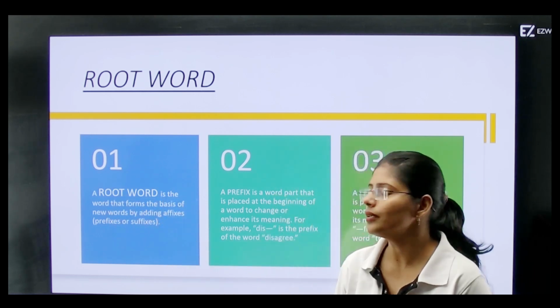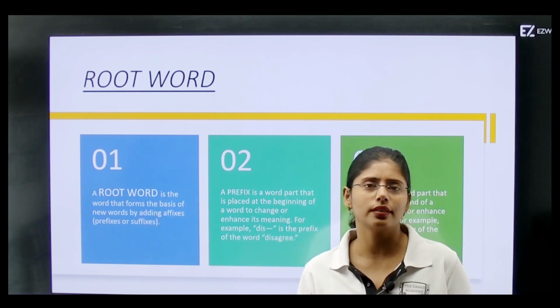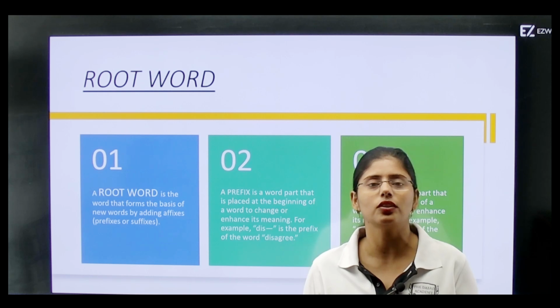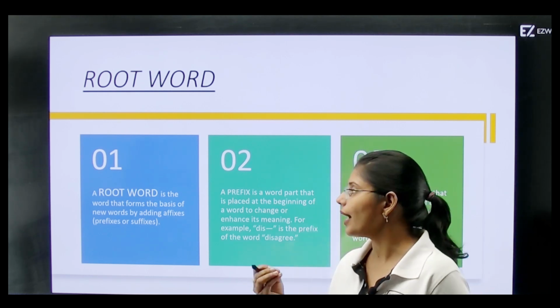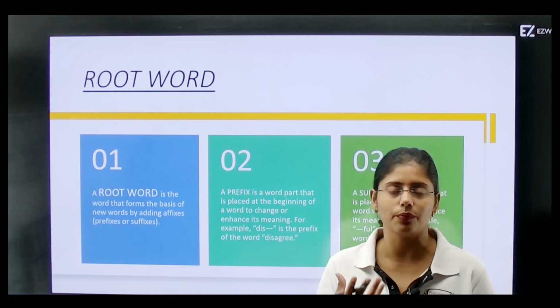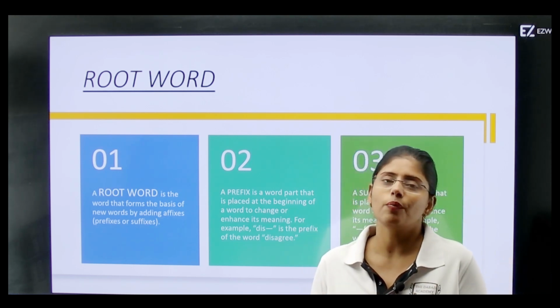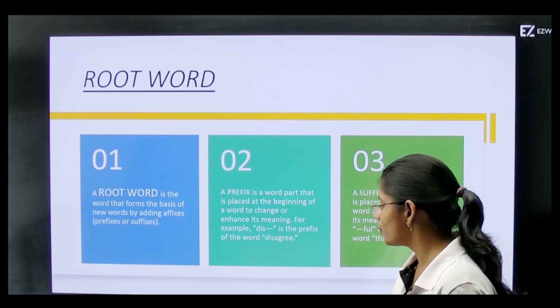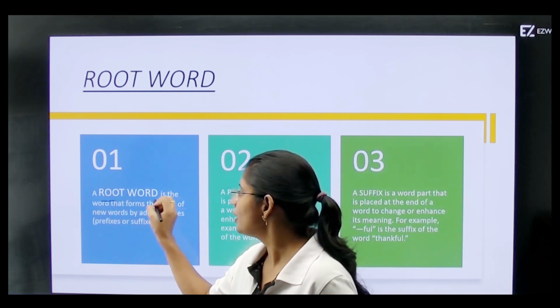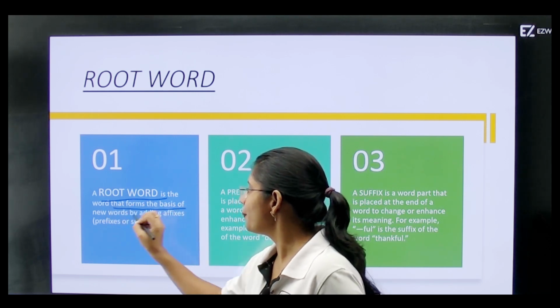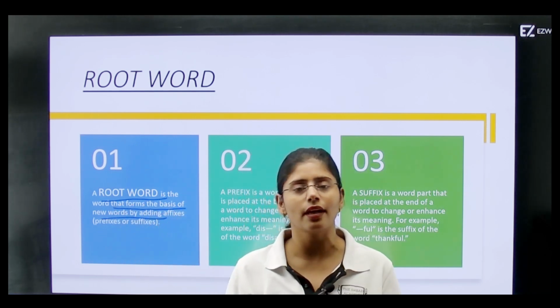A root word is similar to a seed which can generate a lot of plants just by adding water and fertilizers to it. In the same way, if you add some affixes to a root word, the base word, it will form new words in English. So what will be the definition of a root word? A root word is a word that forms the basis of new words by adding affixes to it.